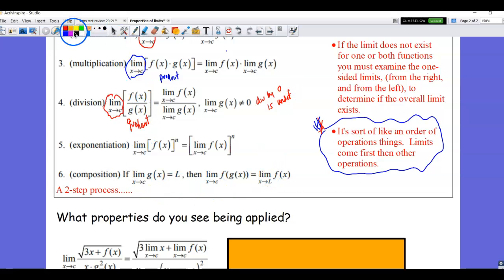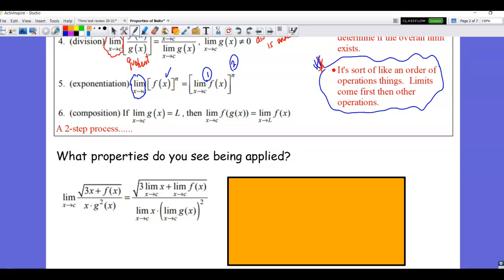All right, number 5, if we have a power on a function, so the limit as x approaches c of a function raised to a power right here. Think of the order of operations. We're going to find the limit first as x approaches c of the function, and then raise to the power. So again, think of this as an order of operations thing: limit first, then operation.